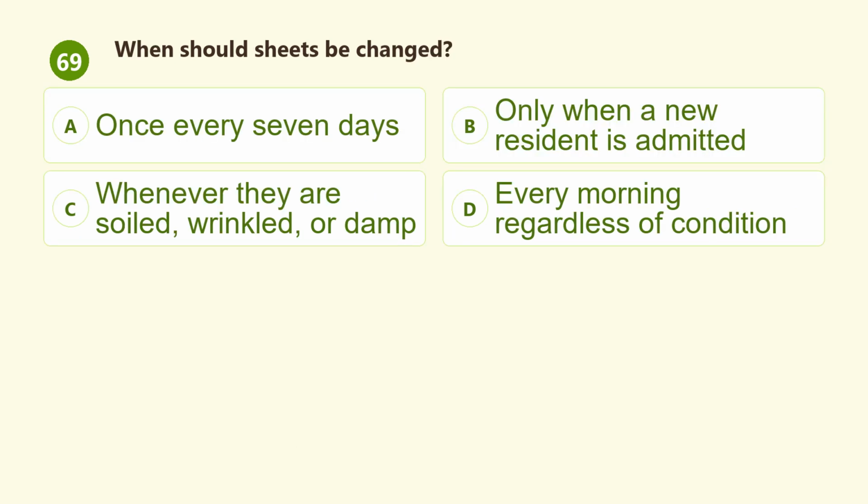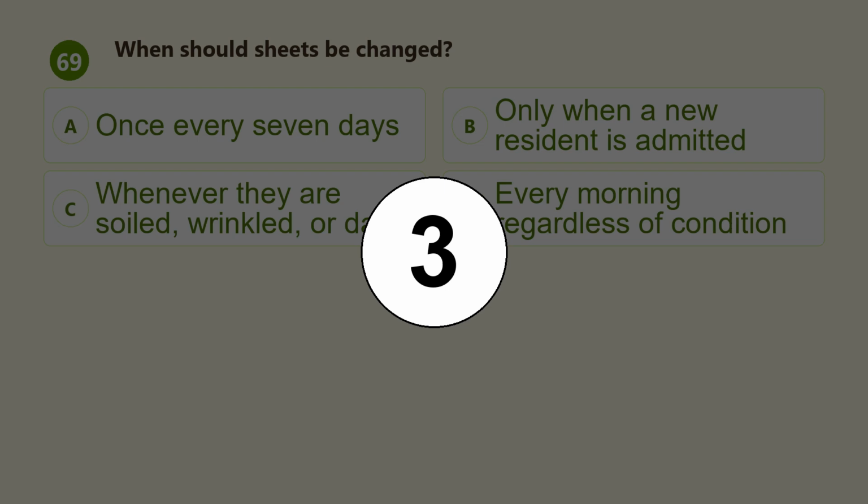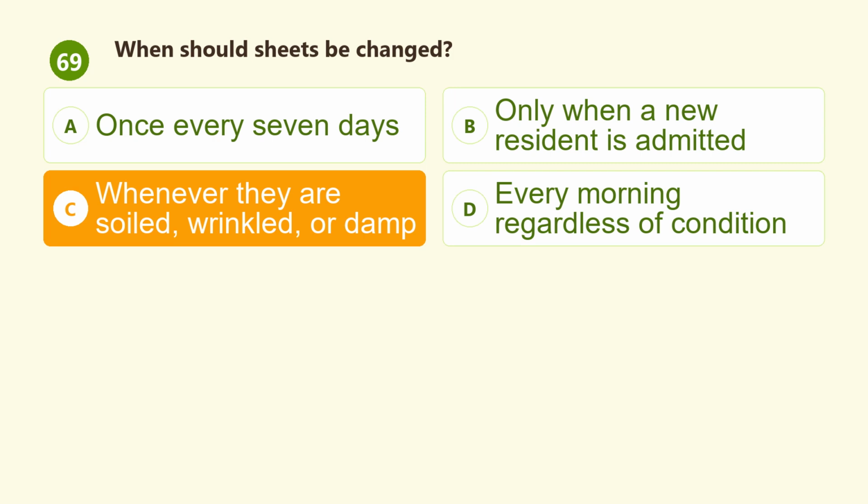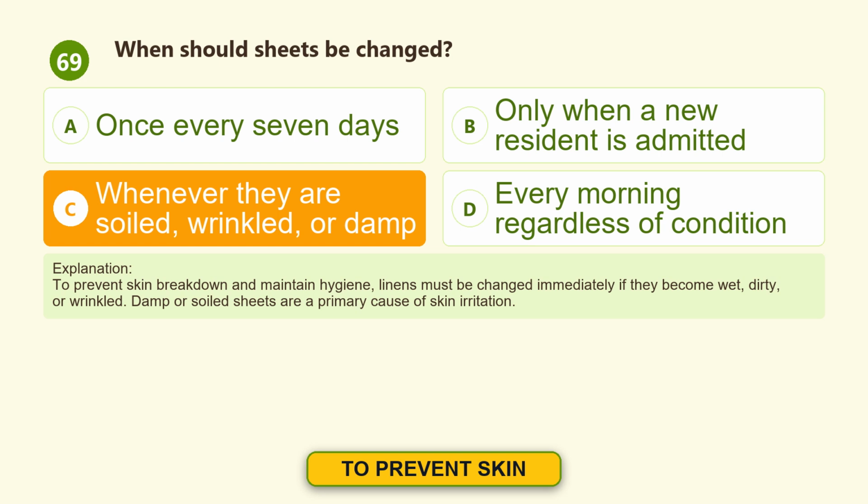Question 69. When should sheets be changed? Option A, once every 7 days. Option B, only when a new resident is admitted. Option C, whenever they are soiled, wrinkled, or damp. Option D, every morning regardless of condition. The correct answer is option C. Whenever they are soiled, wrinkled, or damp. To prevent skin breakdown and maintain hygiene, linens must be changed immediately if they become wet, dirty, or wrinkled. Damp or soiled sheets are a primary cause of skin irritation.